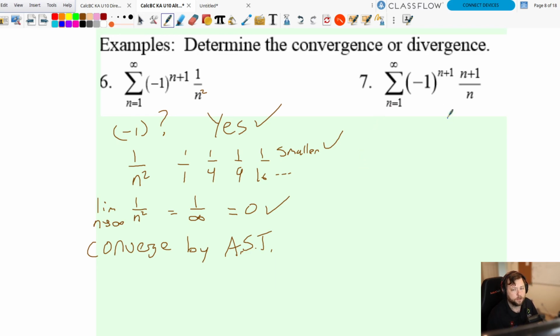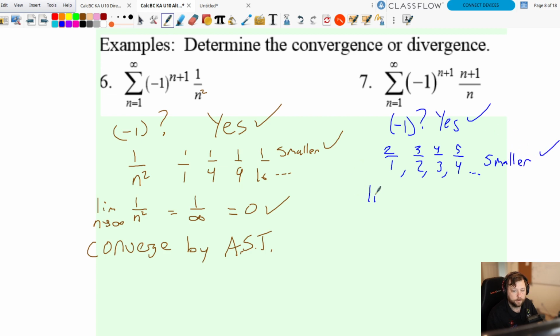Now let's check another example. You say, oh, everything converges. Take this one. Do I have the negative 1 factor? Yes. Is the function getting smaller? If I plug this in, it'd be 1 plus 1, 2 over 1. Next would be 3 over 2, then 4 over 3, and 5 over 4. Is this getting smaller? Yeah, because it's like 2, 1.5, 1.33, 1.25. It is getting smaller.